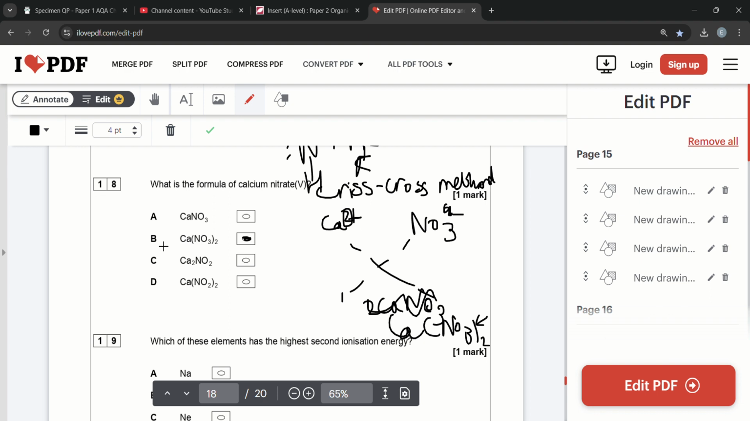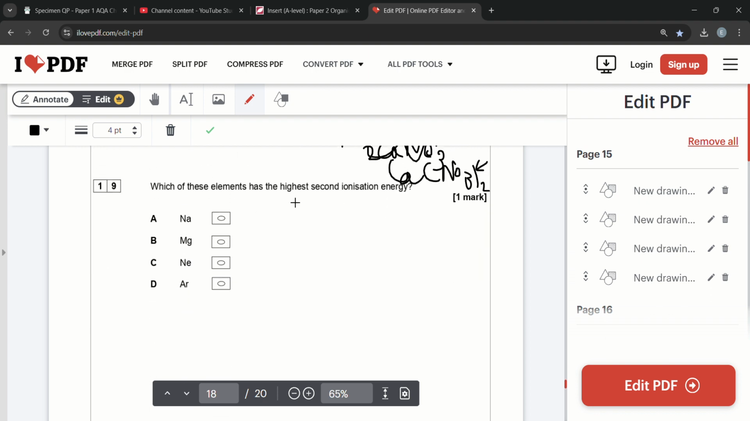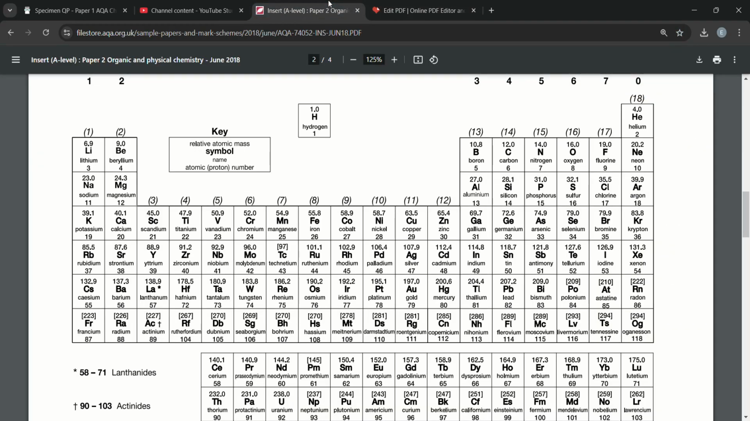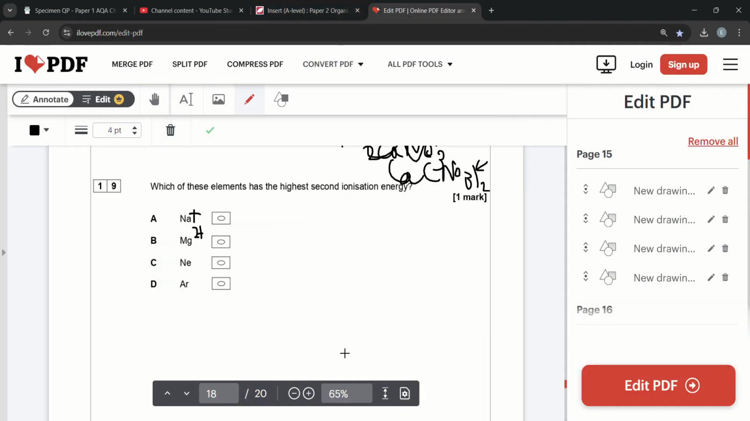So 18B. 19. Which of these has the highest second ionization energy? Na+, Mg2+, neon, Na, Mg, neon, or argon. Highest second ionization energy.